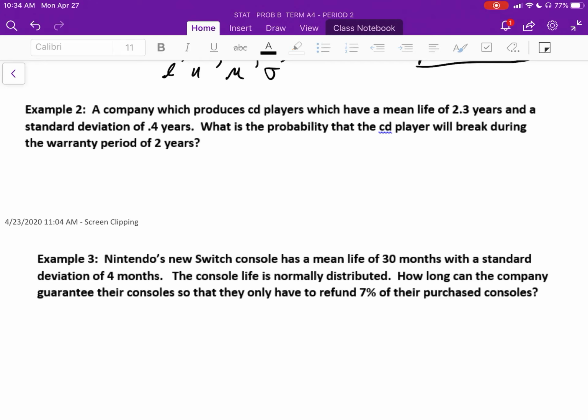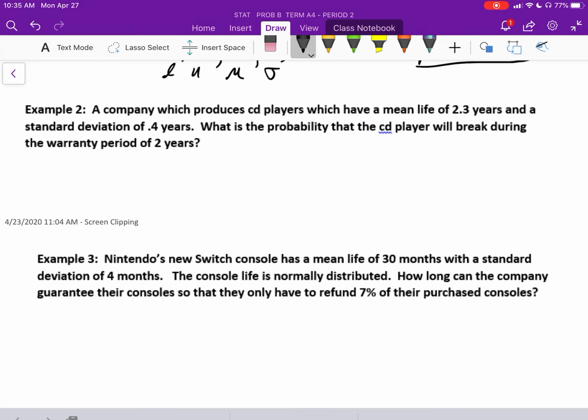A company produces CD players, that's one of those round things that they use to put music on, has a mean life of 2.3 years and a standard deviation of 0.4 years. And what's the probability that the CD player will break during the warranty period of 2 years? So that's really important. They want to know what's the probability that they're going to have to pay somebody out for the warranty. You know, like when you get an iPhone and it says it's insured for a year by Apple, and then what's the chance that it's actually going to break within that year and Apple's going to have to pay? So this is a CD player.